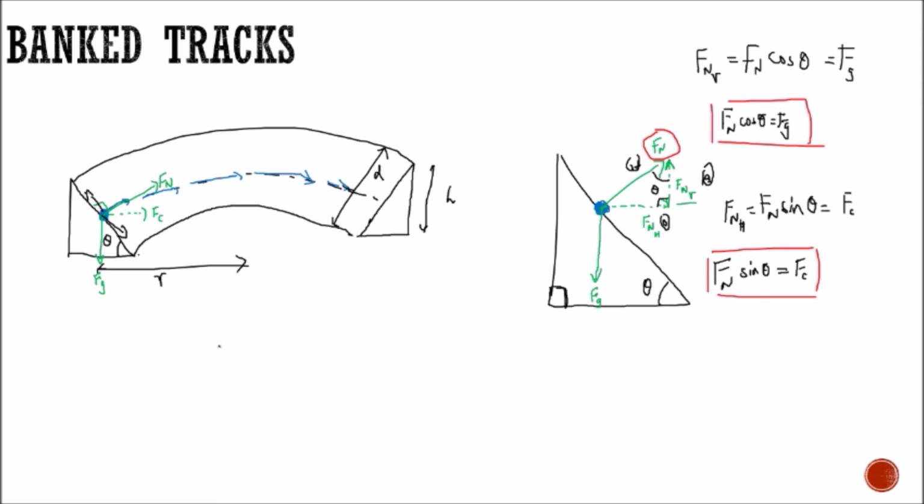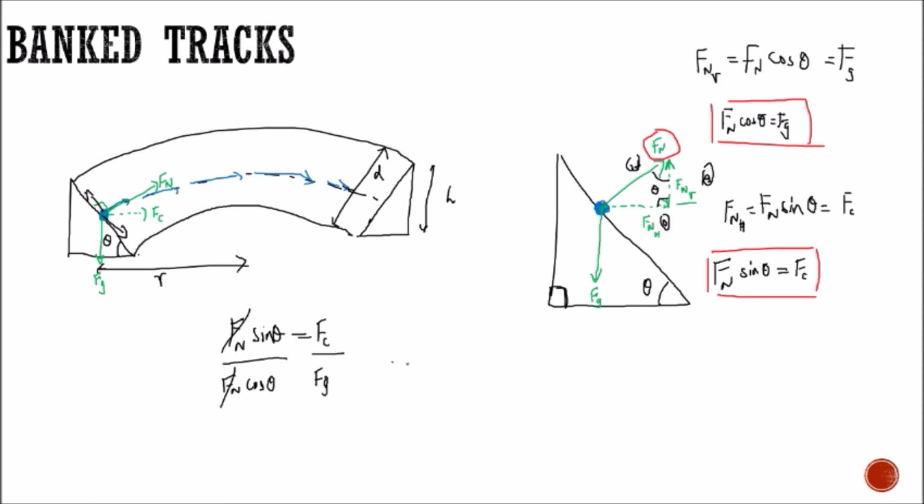So I can write that Fn sine theta equals Fc. And what I'm going to do is take the lower equation down here and divide it by the top equation. So I'm going to divide that by Fn cosine theta, which equals Fg. So I've just taken one equation and divided by the other equation. Okay? Now, these two cancel out. They just become 1. And sine theta divided by cosine theta is tan theta.